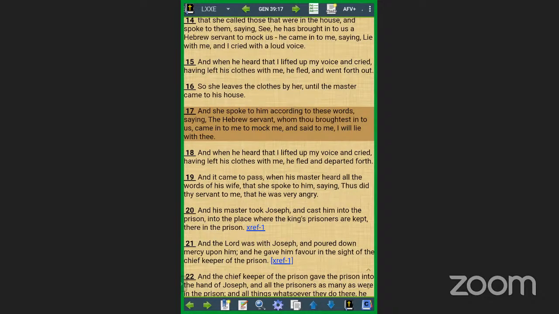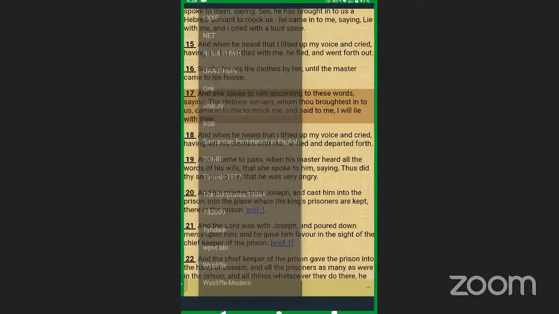Genesis 39:17 in the Septuagint says, and she spoke to him according to these words, saying, the Hebrew servant whom you brought in, oh, my bad, never mind. So verse 17 is claiming, you brought him in to come and mock me and said to me, I will lie with you. So she's trying to claim that Yusuf was trying to rape her. The Masoretic leaves that phrase out, though, I will lie with you.